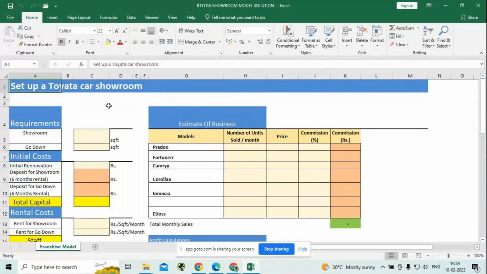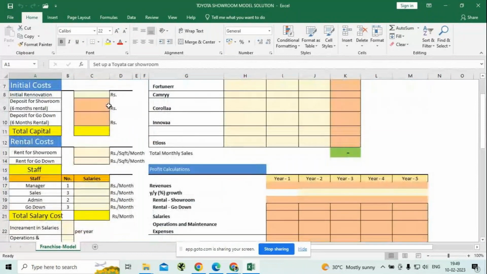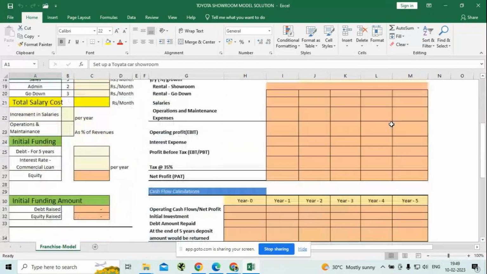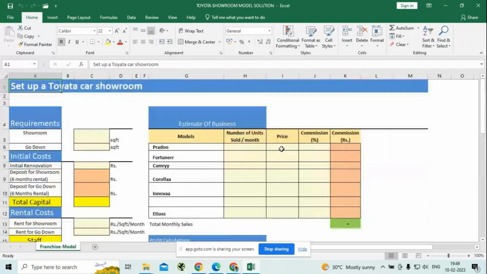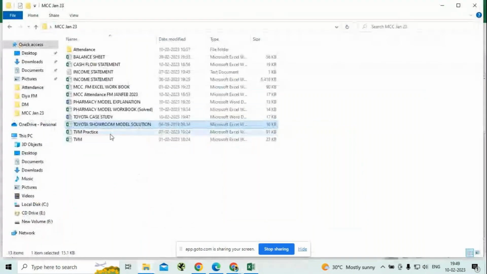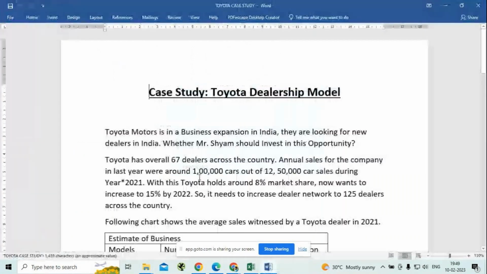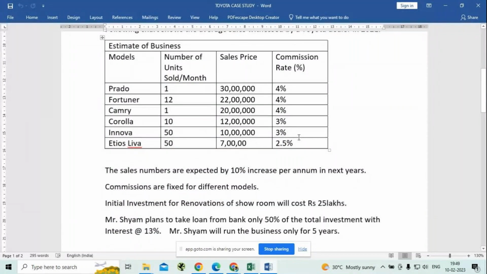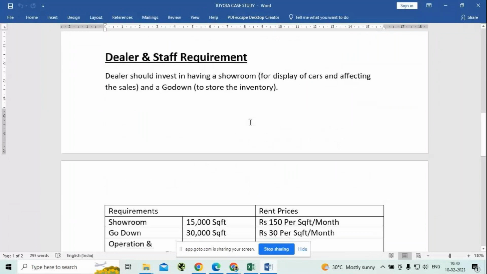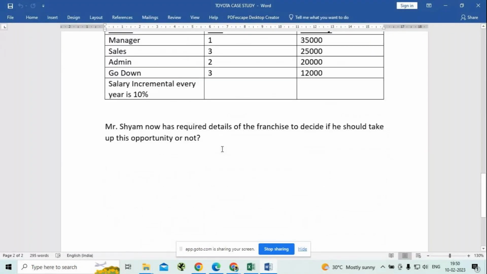Yeah, so this is the model which I have created. You can see here. Generally you don't find it predefined or templated, but we have made it in a simpler way. You have to do the value calculations, but the thing is you have to understand it. You can read the case study, and the values are also given here. You should just know where to add these values and how to calculate them. It is in a simple way.